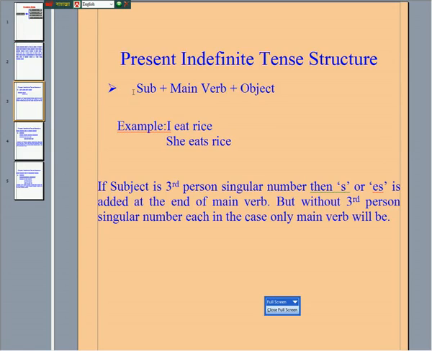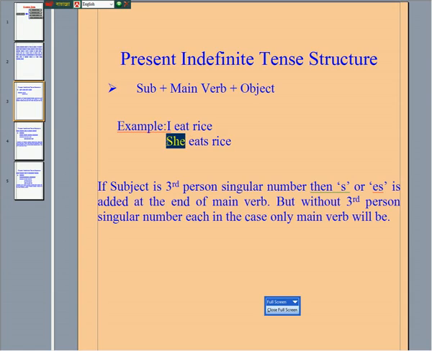Present indefinite tense structure: subject plus main verb plus object. Here are examples: I eat rice, she eats rice. I is subject, eat is main verb, rice is object. She is subject, eats is verb, rice is object. If the subject is third person singular number, then s or es is added at the end of the main verb. But without third person singular number, only the main verb will be used.